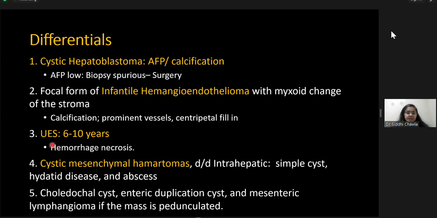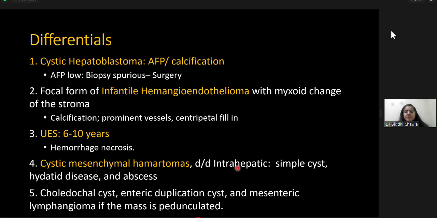Then, as I told you, undifferentiated embryonal sarcoma is seen, but the age group is not matching. The patient is 6 to 10 years of age, and because it is a malignant tumor, it can have hemorrhage or necrosis within it. Then again, cystic mesenchymal hamartoma is a differential that we do not have anything against, and it is coming in the differential. And we have to differentiate it from other intrahepatic cysts like simple cysts, hydatid disease, and abscess.